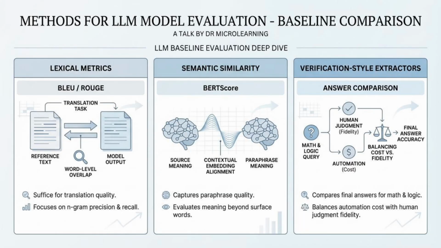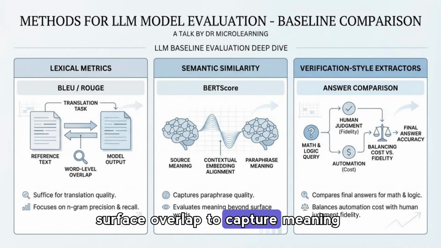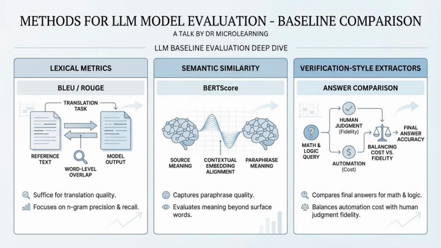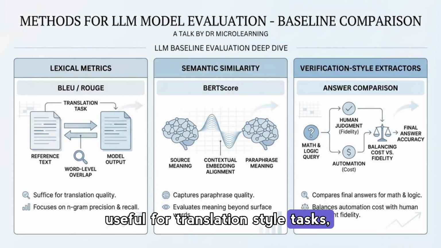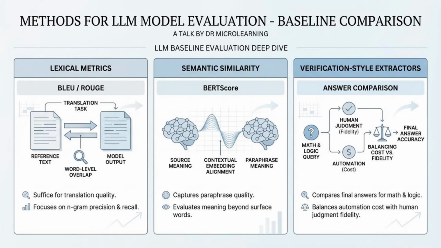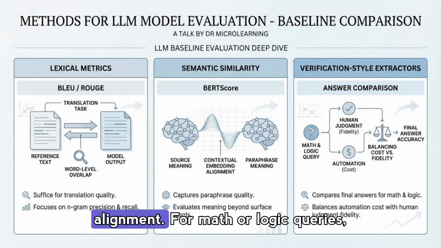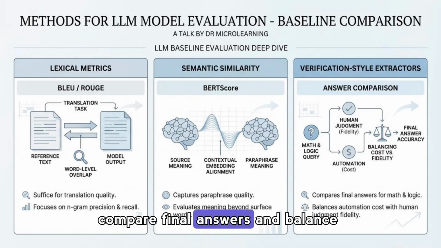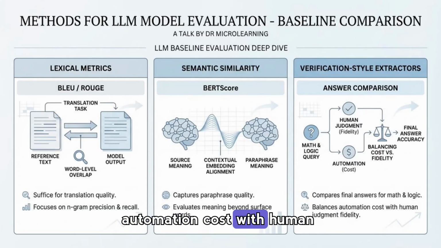Evaluation should look beyond surface overlap to capture meaning and final answer fidelity. Lexical metrics like BLEU and ROUGE are useful for translation-style tasks, while BERTScore captures paraphrase quality and semantic alignment. For math or logic queries, verification-style extractors that compare final answers and balance automation cost with human judgment offer a practical path to accurate, defensible scoring.